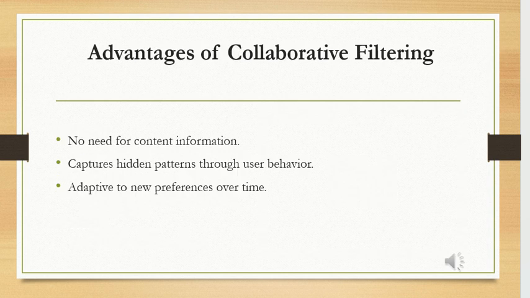Advantages of collaborative filtering. No need for item content information. Works on user interaction data like ratings, clicks. Useful when item details, descriptions, tags are unavailable. It captures hidden patterns through user behavior, meaning it reveals underlying relationships not visible through content, like niche preferences.